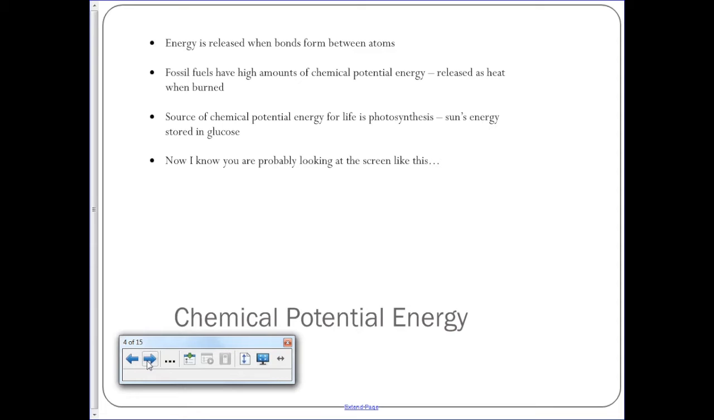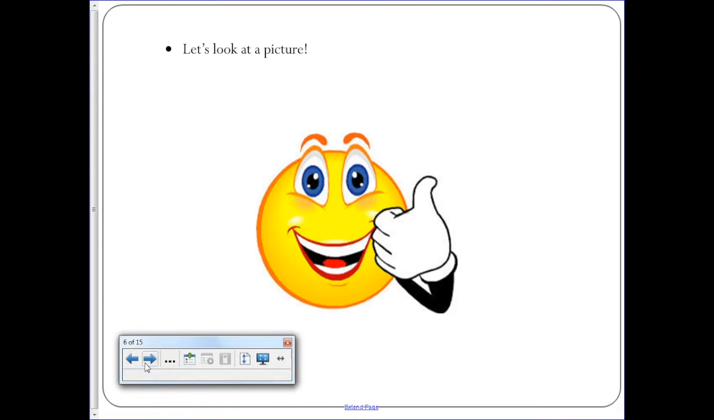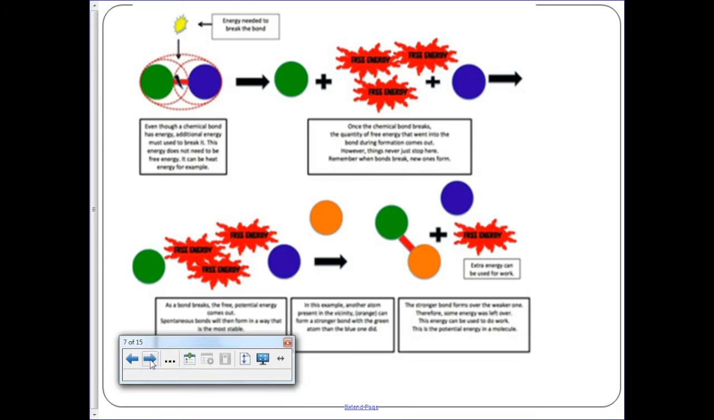Now I know you're probably looking at the screen like this. You're all confused, have no idea what's going on, weird look on your face. But let's take a look at a picture. Way easier to understand. When we see an example like this, we have a chemical bond forming at the top part of this little example up here. Now what we're going to end up seeing, when energy is brought in and breaks this bond apart, we see energy released into the surroundings. Just like you see on the diagram.